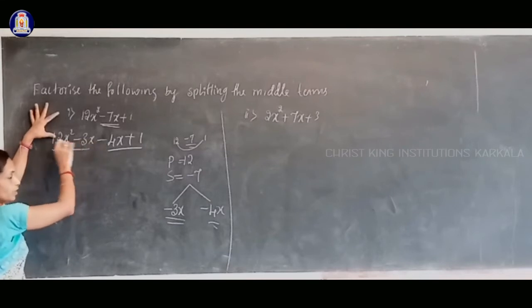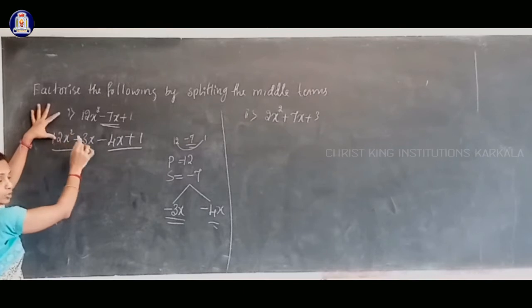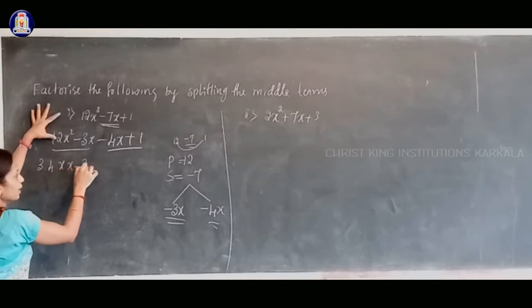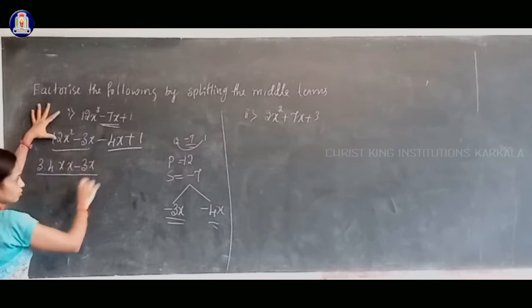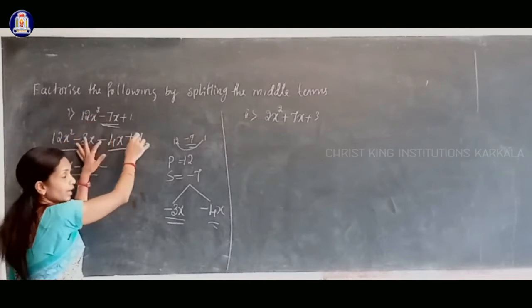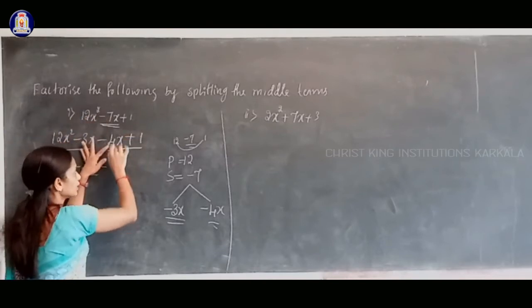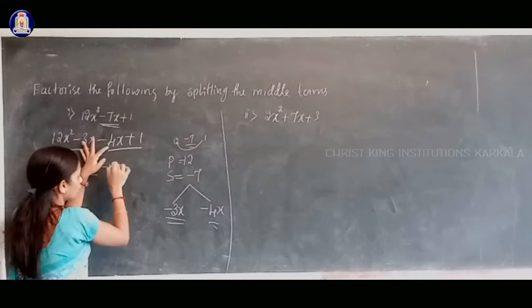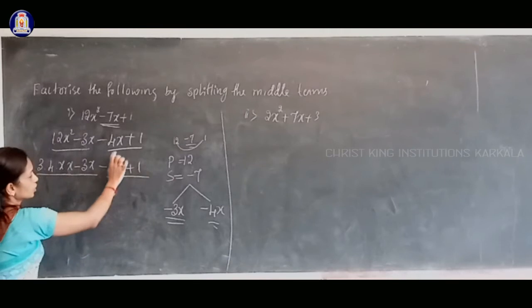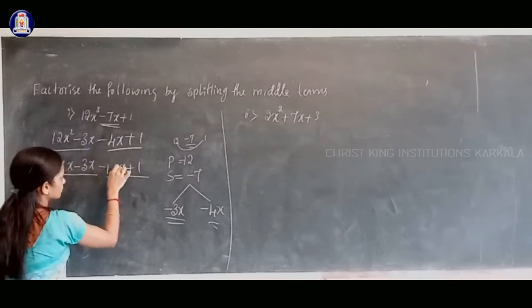Here you observe in these 2 numbers which one is smaller? 3. I'll write 12 in terms of 3. Okay, 3 into 4 that is 12, into x square I'll write as x into x minus 3x. This much is first group. And next minus 4 and 1, in that 1 is smaller. So, I will write this 4 as 1 into 4 into x plus 1. Okay, that much is second group.